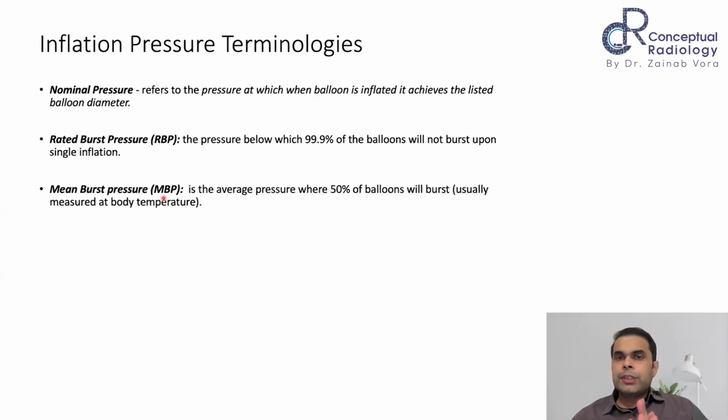So the pressure up to which 99.9% of the balloons will not burst is mentioned as the rated burst pressure. We can usually go up to this pressure if we are trying to open a tough lesion and we feel that it is safe to go up to this pressure. Whereas mean burst pressure, which is sometimes mentioned on some balloons, is not such a good pressure to mention, because it really doesn't give us anything. We will not want to go to a pressure where 50% of the balloons will burst. But sometimes that is mentioned, and you should not get confused that this is the rated burst pressure up to which we can go. We have to only go till the RBP and not the MBP.